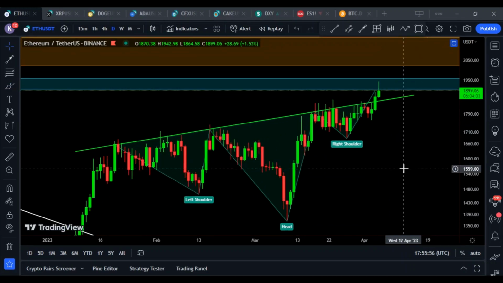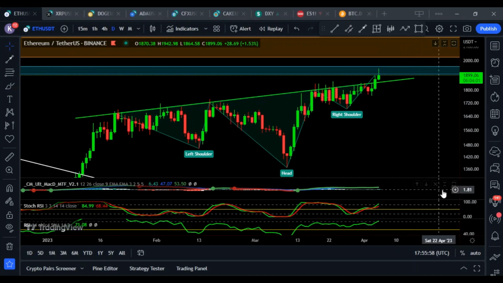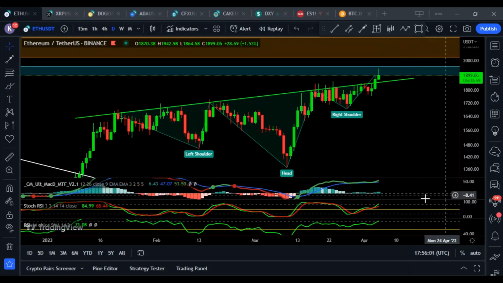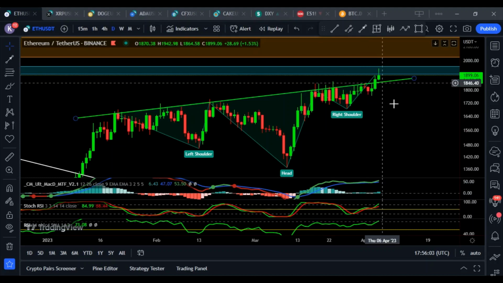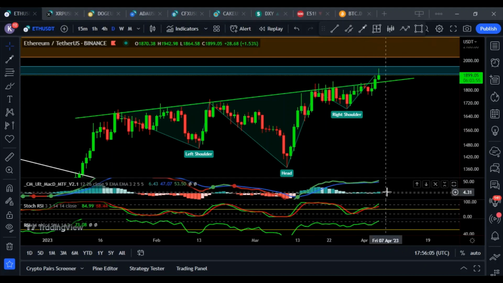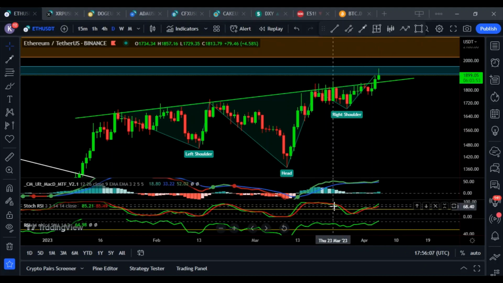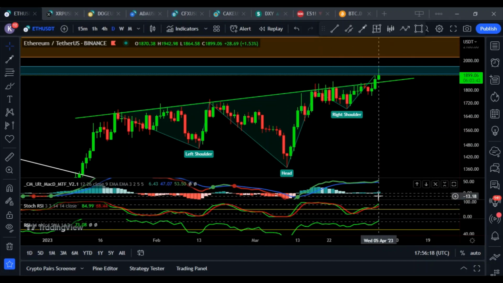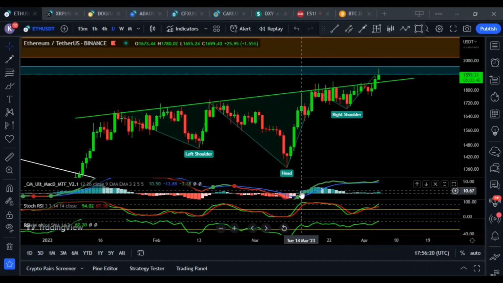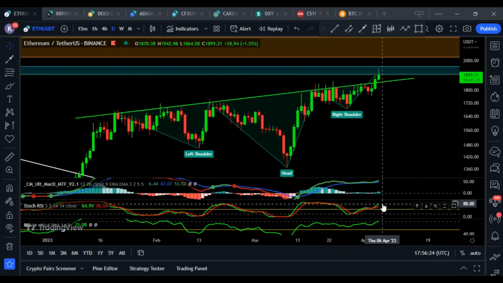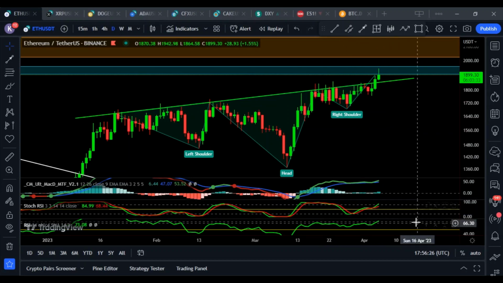So let's flip on our oscillators and see what we have. On the MACD, we have definitely a green MACD on the daily, bullish, and we have over 50 stochastic touching overbought territories. So yeah, we're touching, but still we have room to go. Definitely, we're at 84, and for example around here we went all the way up to 94, and we can stay in overbought territories for a while, and that's normal.